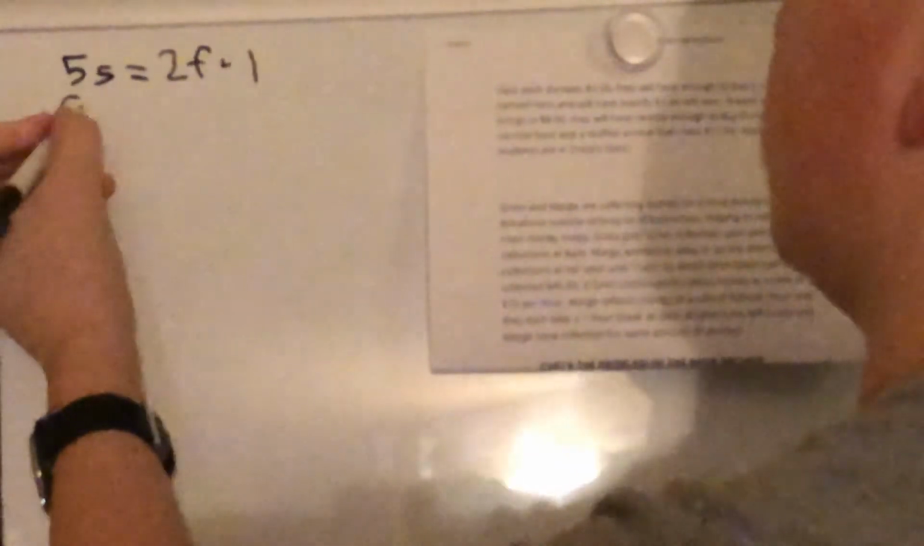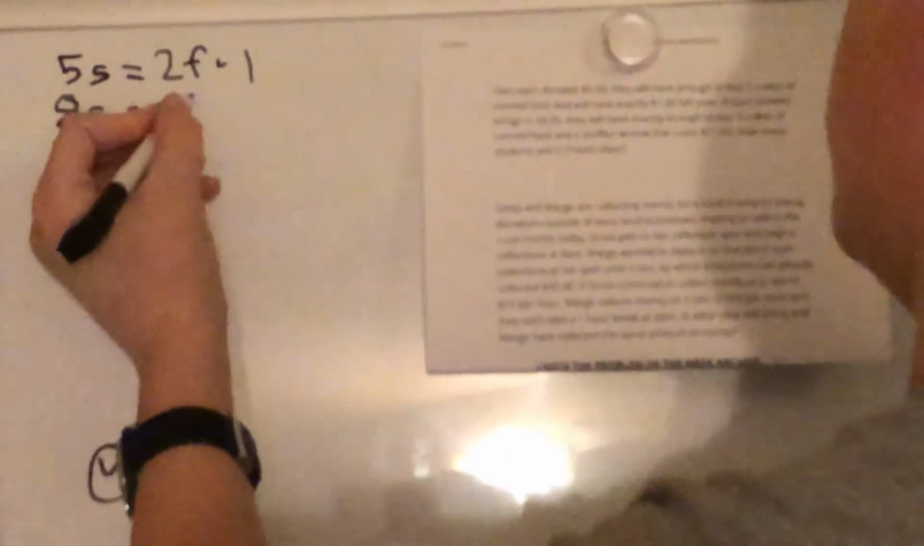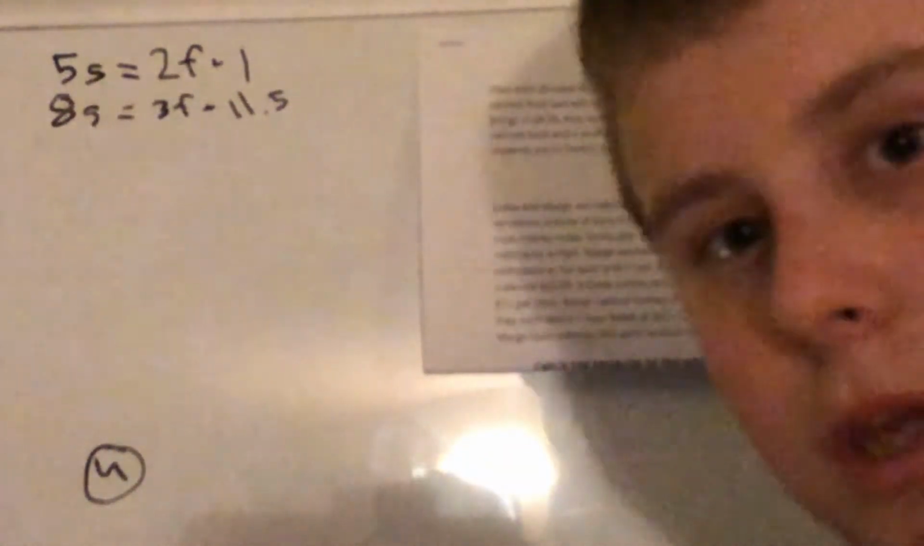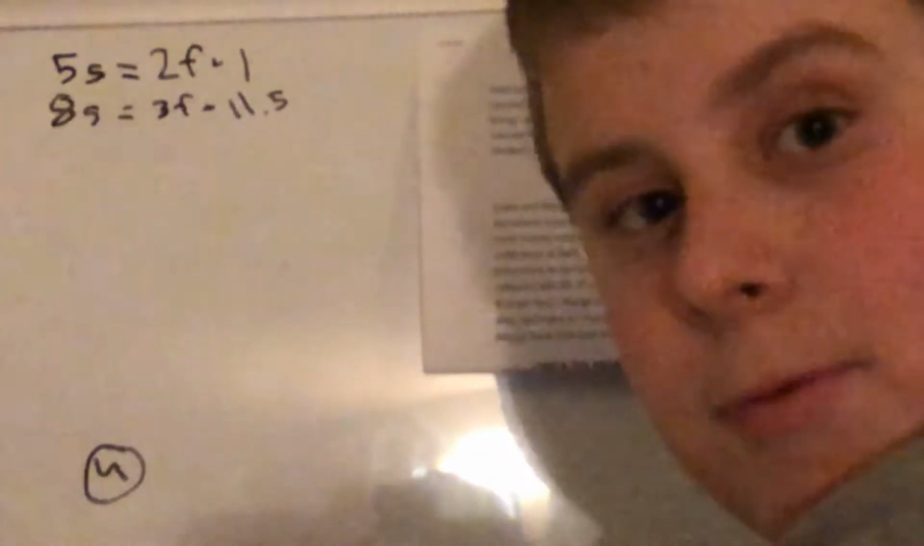If each student brings in $8, 8 times the number of students equals 3F plus 11.5. Okay, so here we have a system. What do we do when we have a system? Well, we solve that system. Big brain. But what I like to do when I have a system is I like to put all of the variables on one side.